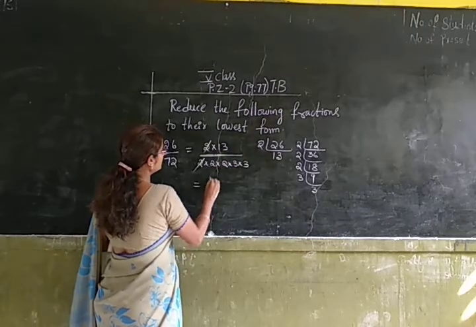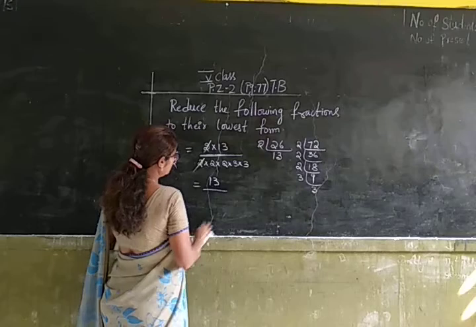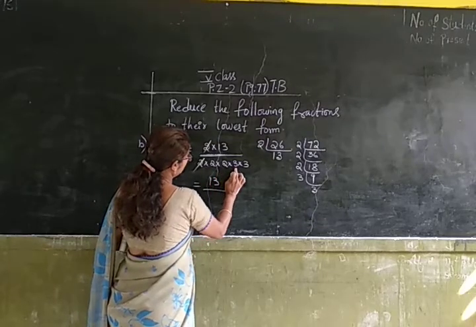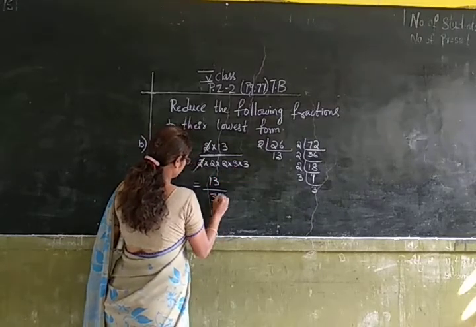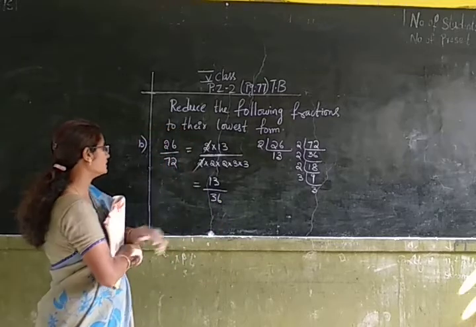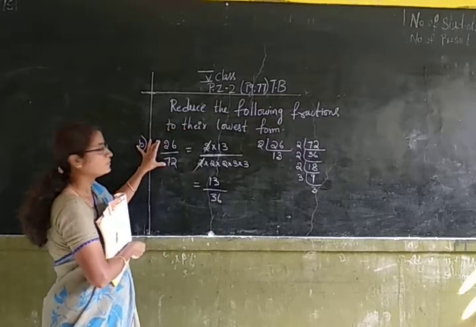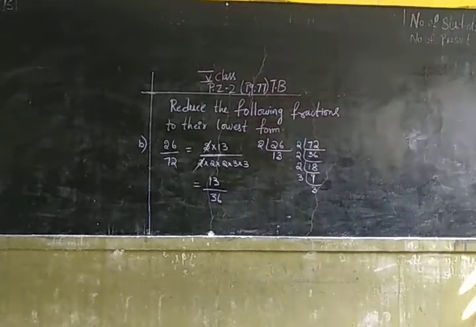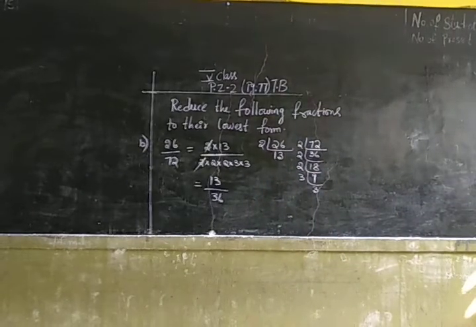So let us write down the remaining numbers. In the numerator 13 is left over and in the denominator 2 2s are 4, 4 3s are 12, 12 3s are 36. So 13 by 36 is the lowest form of 26 by 72.